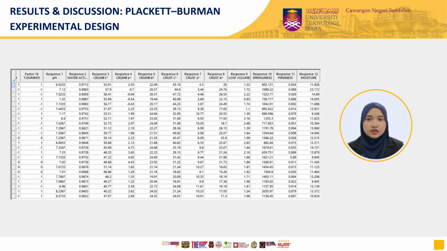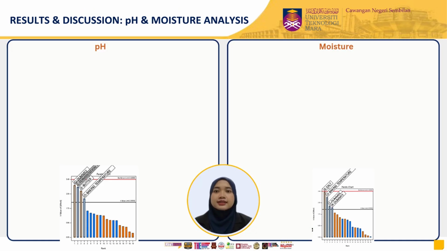The responses obtained from each formulation were entered into Design Expert software for statistical analysis. Each response was analyzed separately to identify the significant factors influencing that particular physicochemical property. Several responses, including pH, moisture content, texture, and color, produced statistically significant models. However, many of these responses also showed significant dummy variables or significant lack of fit. Let's go through one by one.